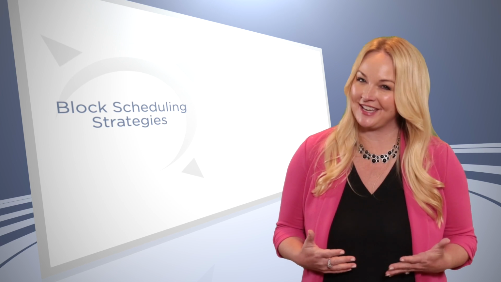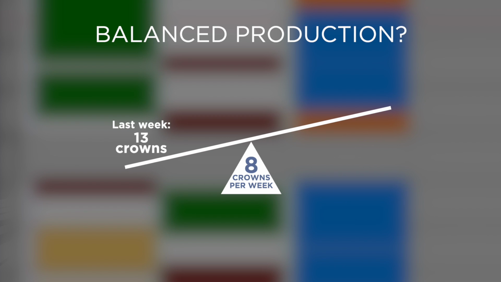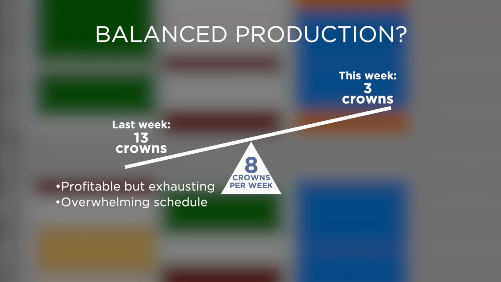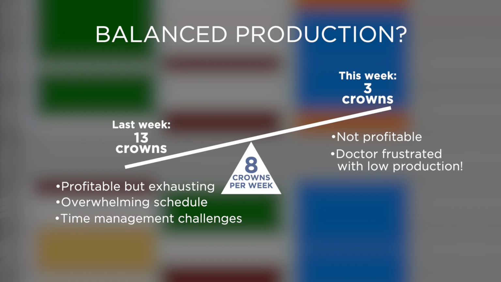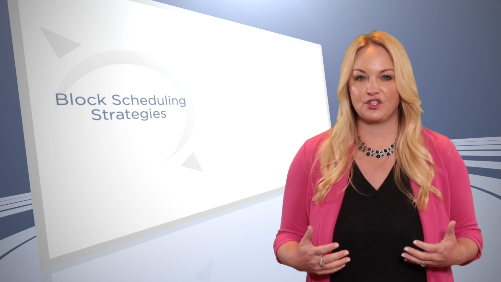This is where the scheduling game gets a little tricky for practices. They might average 8 crowns per week, but last week they did 13, and this week they did 3. Last week was profitable, but exhausting and overwhelming trying to jive the doctor and hygiene schedules, and admin was frustrated because they were behind. This week wasn't profitable, and the doctor's frustrated about low production, maybe seeing a lot of crowns or seeing emergencies. We've all been there. So let's play a round of block scheduling and get an idea of how this should look.